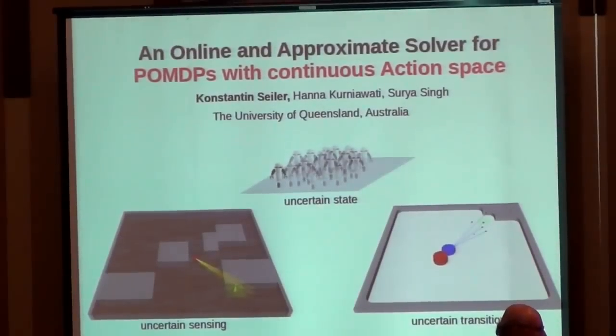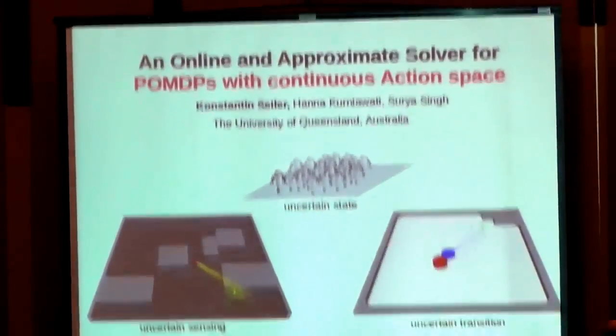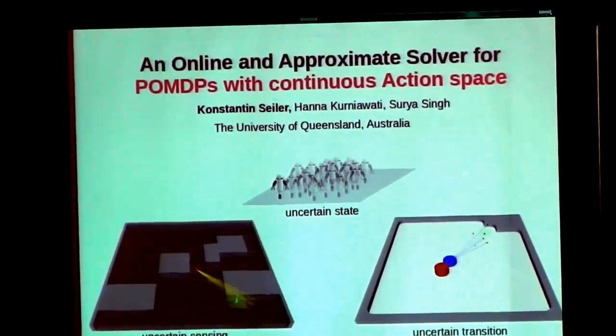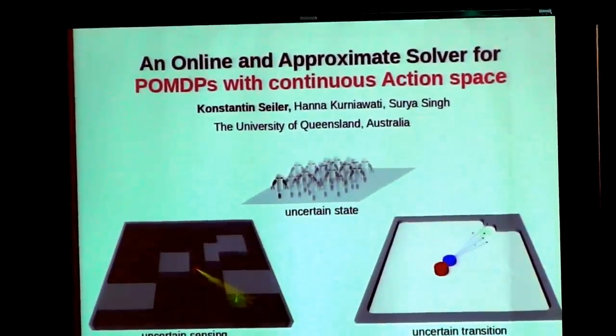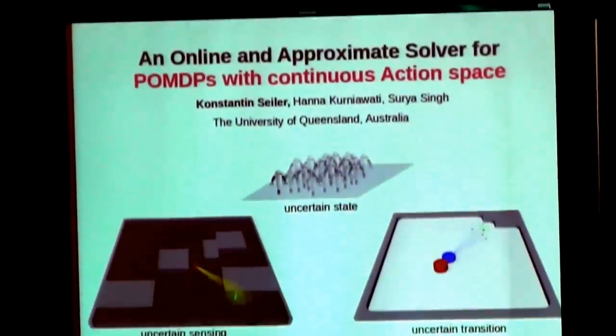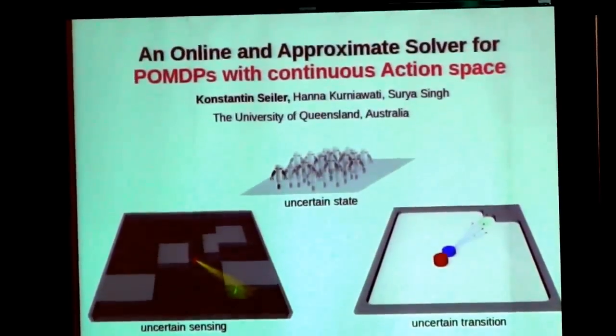Today I'd like to talk about solving POMDPs with continuous action spaces. POMDPs are a mathematical model to phrase all kinds of robotic problems with uncertainty, be it uncertain states, uncertain sensing, or uncertain transitions after the action has been selected. Unfortunately, there has been only little work on solving problem instances with infinitely many action options.